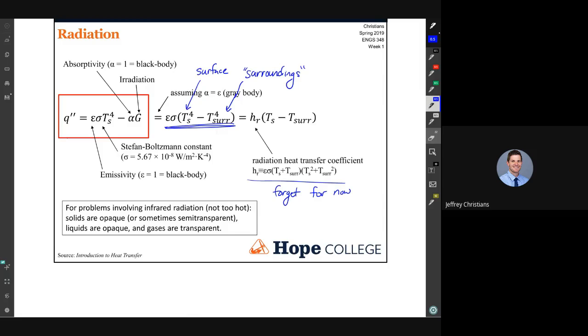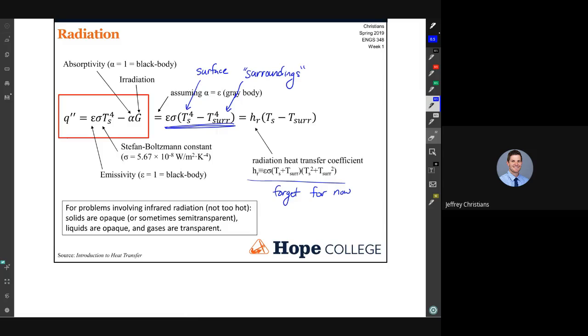Okay, so solids are usually opaque. Sometimes they're semi-transparent. Liquids are typically opaque. Gases are typically transparent, which is, I don't know how that makes you feel. Maybe happy.